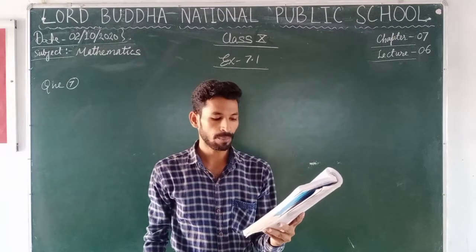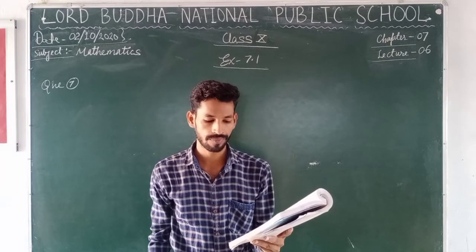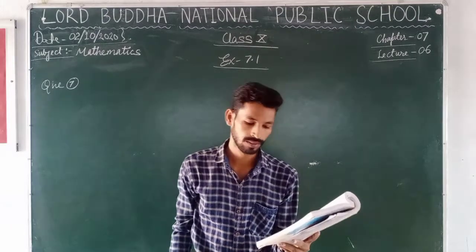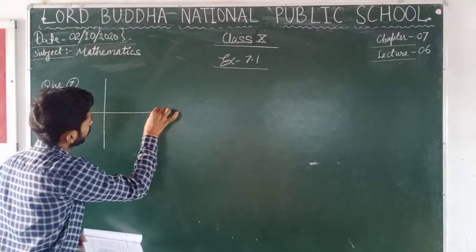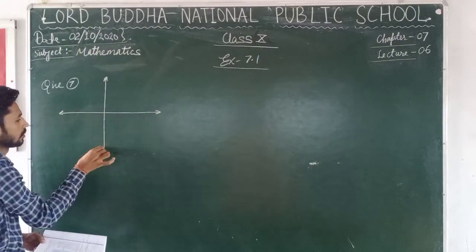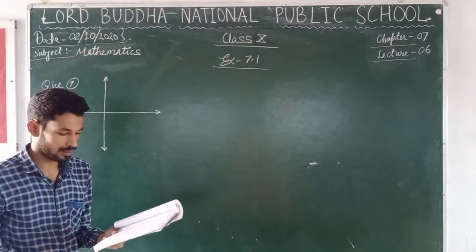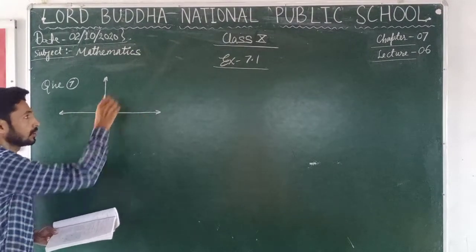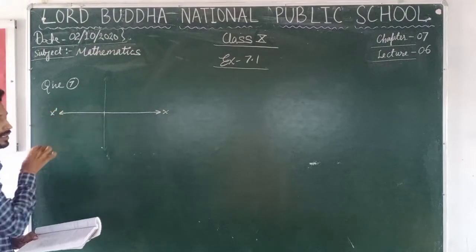Question number 7 states: find the point on the x-axis which is equidistant from (2, -5) and (-2, 9). We have to find the point on the x-axis. That means there is a point anywhere on this axis. I am writing here this is the x-axis, that means x, and this will be x dash.